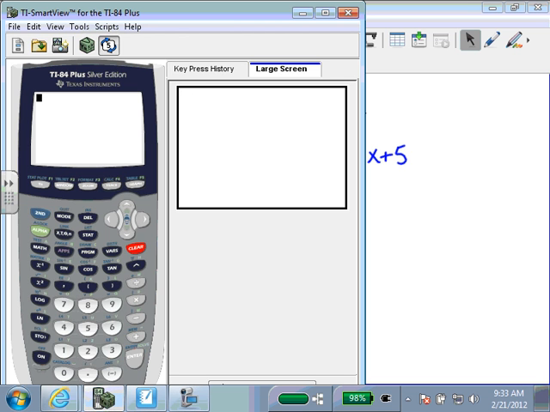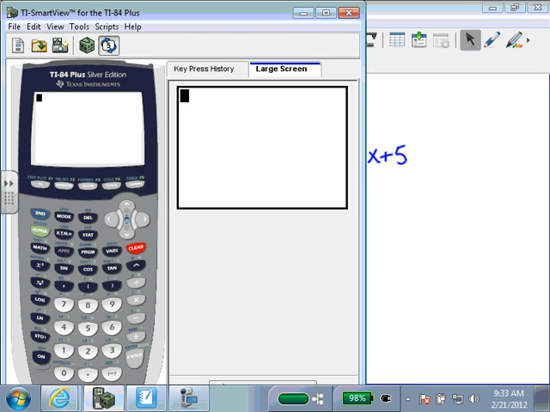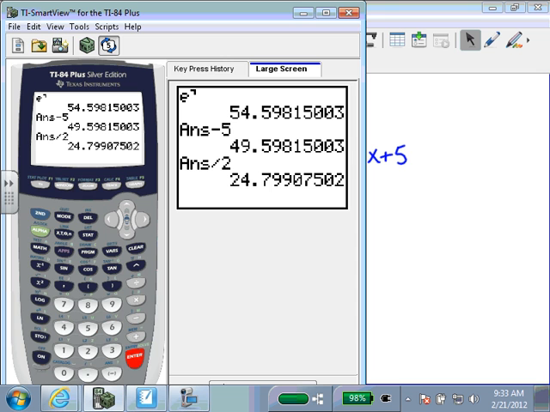So, oops, I forgot what the problem was. E to the 4th. Okay. E to the 4th. Where's my e? Raised to the 4th. Okay. From that number, I want to subtract 5. And then I want to divide by 2. So my x is approximately 24.799.